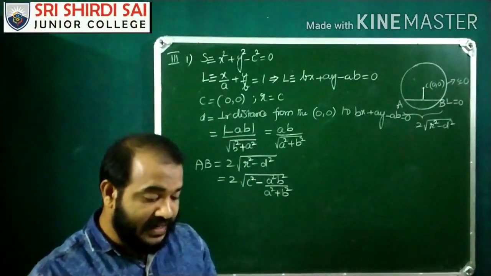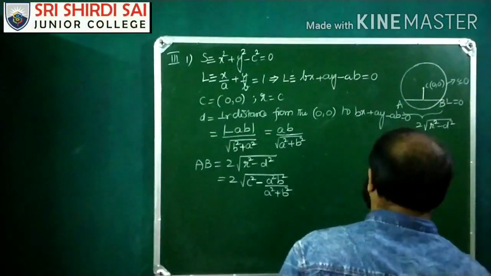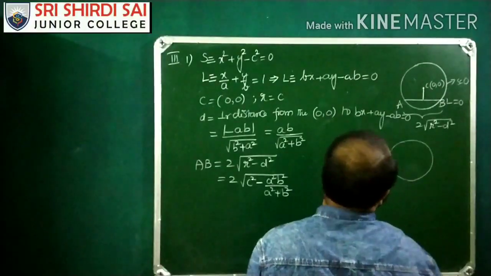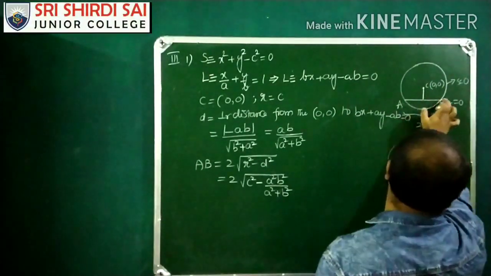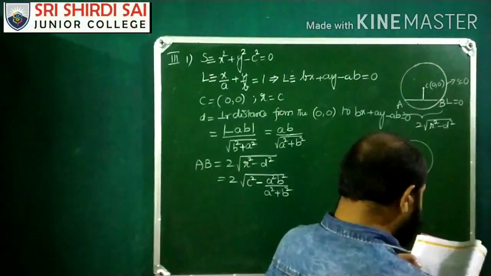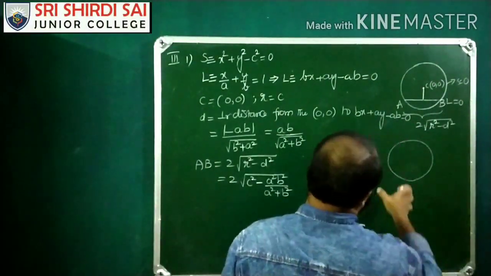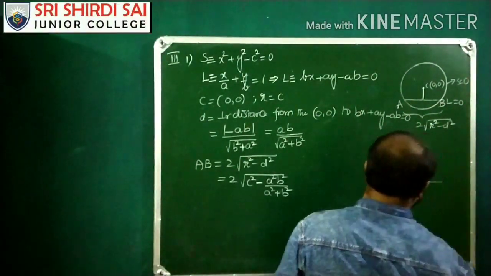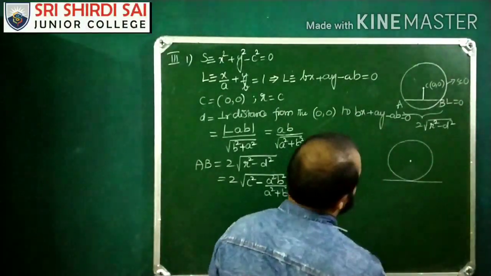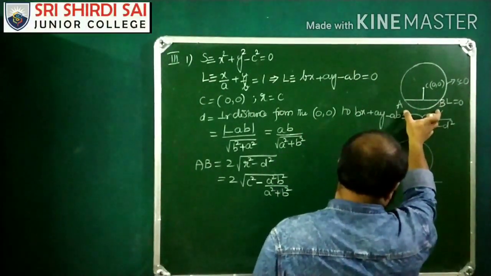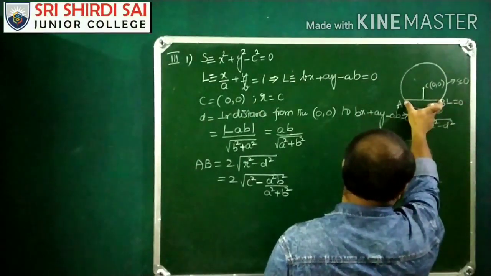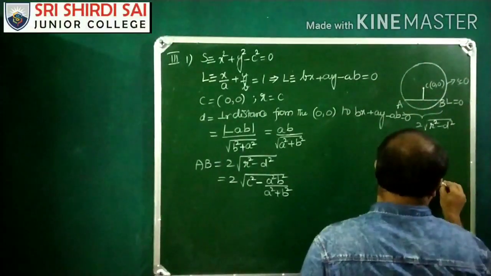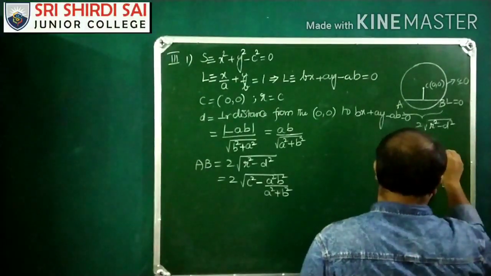Further, hence deduce the condition that the line touches the circle. He is asking that this line cuts the circle at A and B. So he further asks, hence deduce the condition that the line touches the circle. If this chord touches the circle, it will be like this, whereas this line here cuts. So he is asking us to deduce the condition that this line touches this circle. Therefore this line is L, and this is S equals 0.